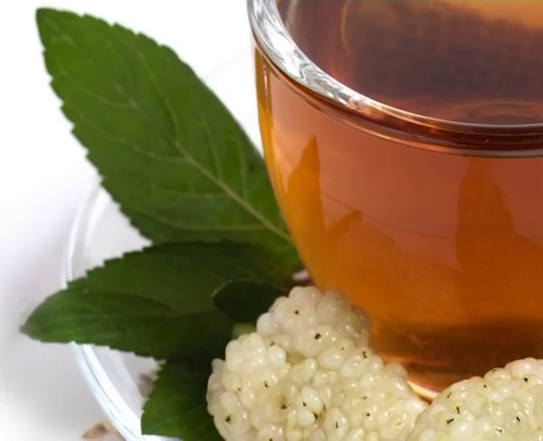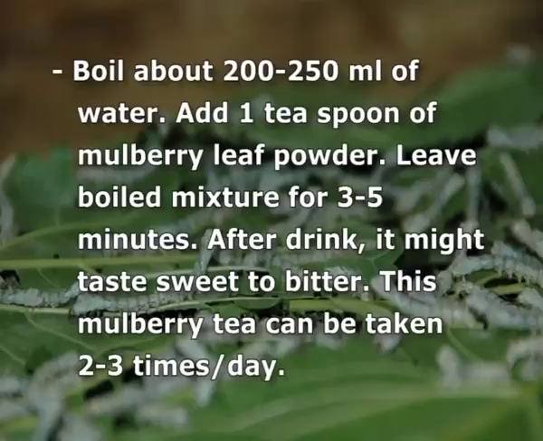Preparation of mulberry tea. Boil about 200 to 250 ml of water. Add 1 teaspoon of mulberry tea powder. Leave the boiled mixture for 3 to 5 minutes. After drinking, it may taste sweet to bitter. This mulberry tea can be taken for 2 to 3 days, 2 times per day.